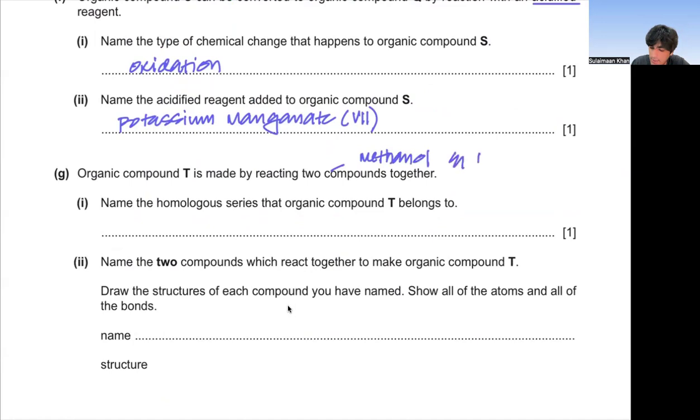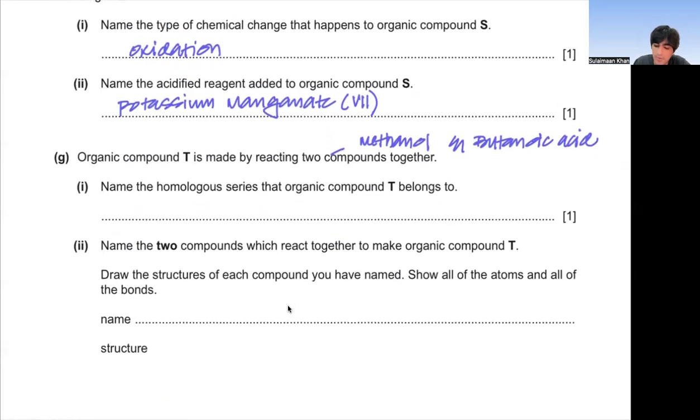So you know that you needed methanol and you needed butanoic acid. And what are the conditions for it? You need conc H2SO4 and heat till 200 degrees Celsius. Now, it says, what is the homologous series that organic compound T belongs to? It's an ester. The homologous series is esters.